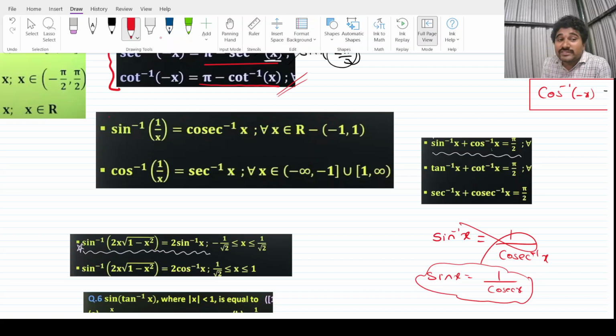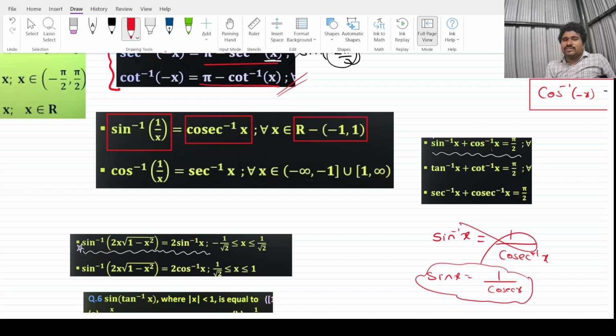So what is it? Sin inverse of 1 by x, if you take, can be written as cosecant inverse x. Keep in mind, x should be outside the interval minus 1 to 1. Is that clear for everybody? Sin inverse 1 by x is equal to cosecant inverse x. Clear?